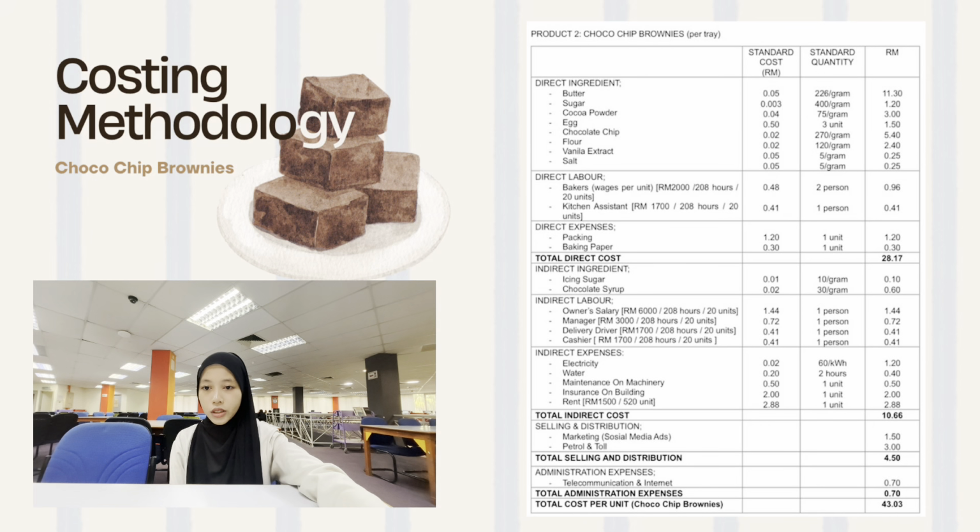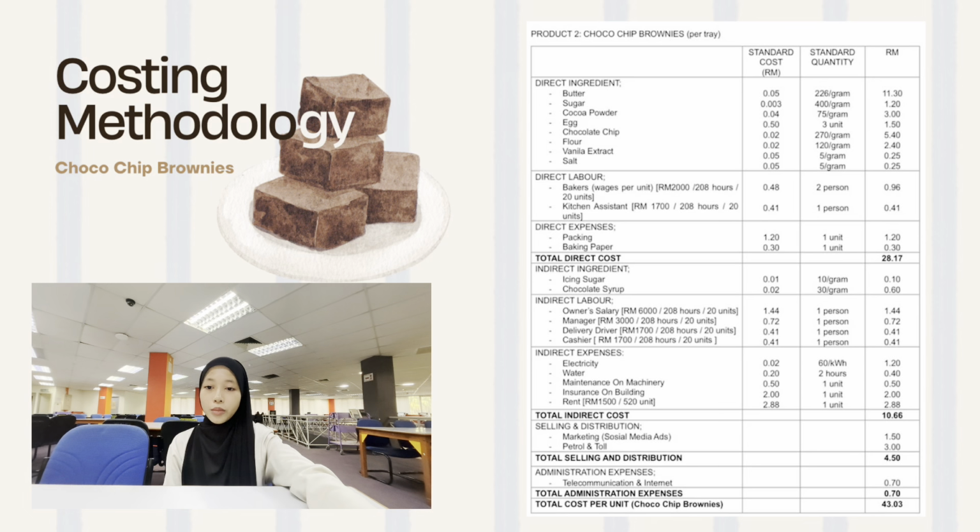For selling and distribution, we have marketing on social media ads, so the total is 1 ringgit 50 cents. And then we also have petrol and tolls, and the total is 3 ringgit. So the total selling and distribution is 4 ringgit 50 cents. For the administration expenses, we have telecommunication and internet. So the total is 70 cents. The total administration expenses is 70 cents. So total cost per unit for chocolate chip brownies is 43 ringgit 3 cents.